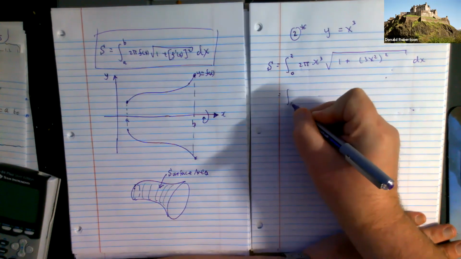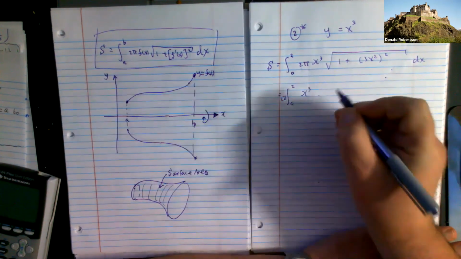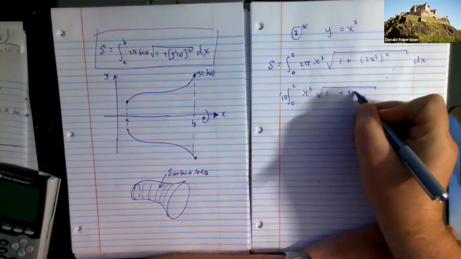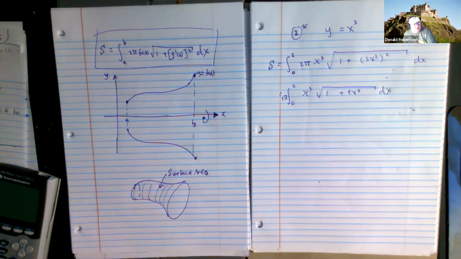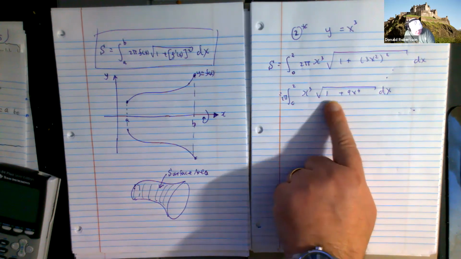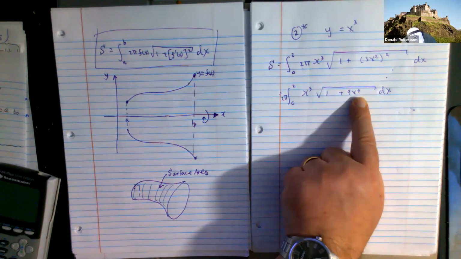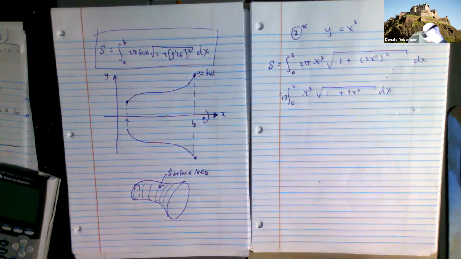Now I've got 0 to 2. I like to pull out the 2 pi just to get it out of the way. And now we've got this, 9x to the 4, essentially. That's what we need to integrate. There are only 2 terms inside the square root, so it's not a perfect square. There are going to be some situations where there are 3 terms inside the square root. If there are 3, won't it be a perfect square? We'll show you the trick when that happens. But when there are 2, it isn't.